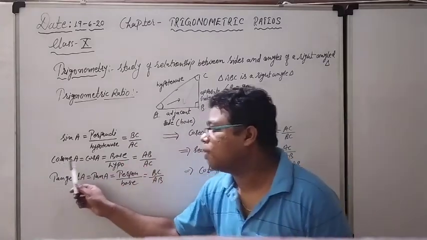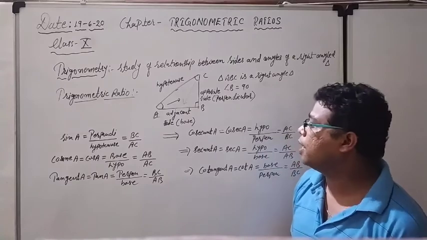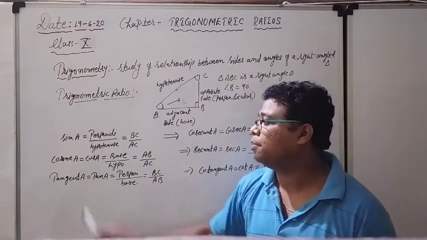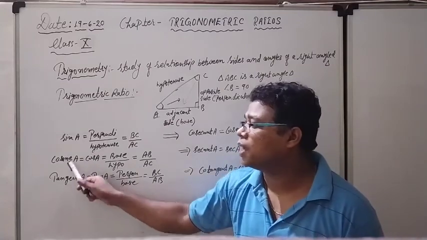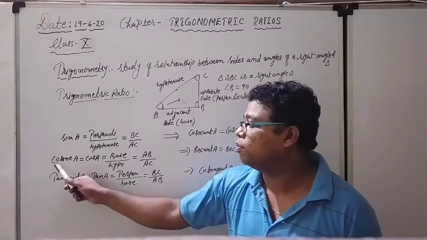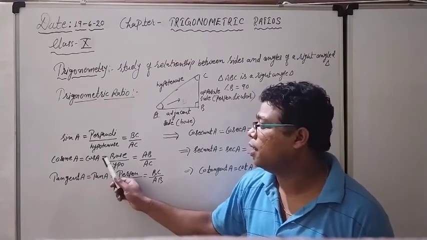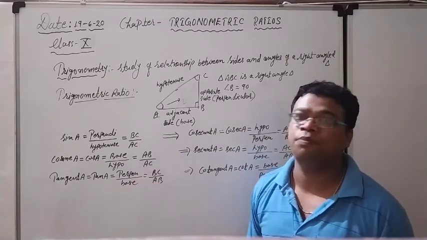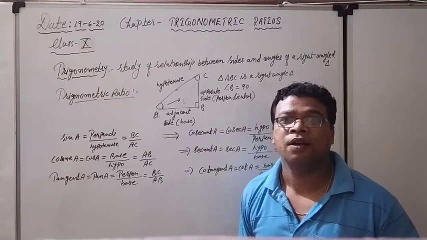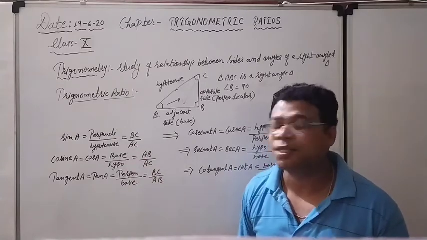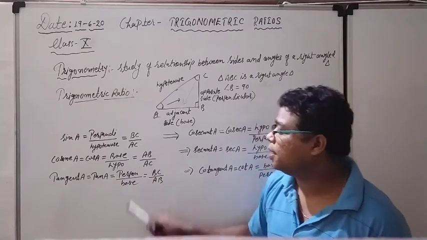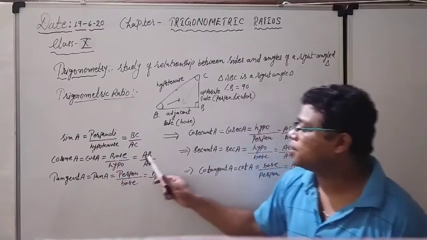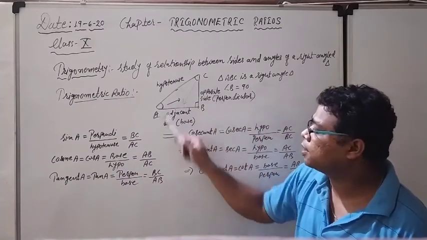After that, the second trigonometric ratio is known as cosine A. Cosine is the name, A is the angle. In short form, this cosine is known as cos. So what is the value of cos A? This value is equal to base upon hypotenuse. First one is perpendicular upon hypotenuse, second one is base upon hypotenuse. Here I have written hypo only. What is the base? Base is AB, and hypotenuse is again AC. So AB upon AC.